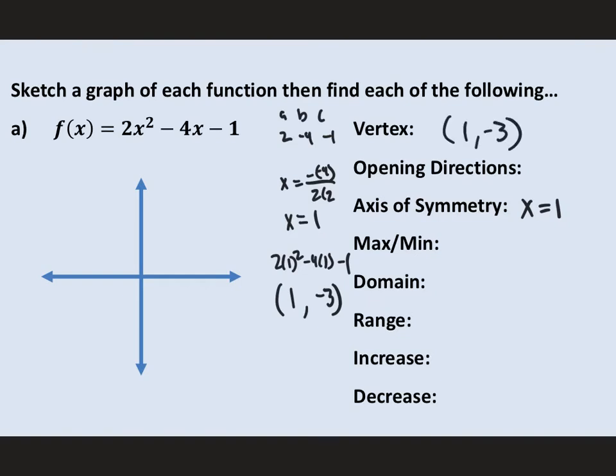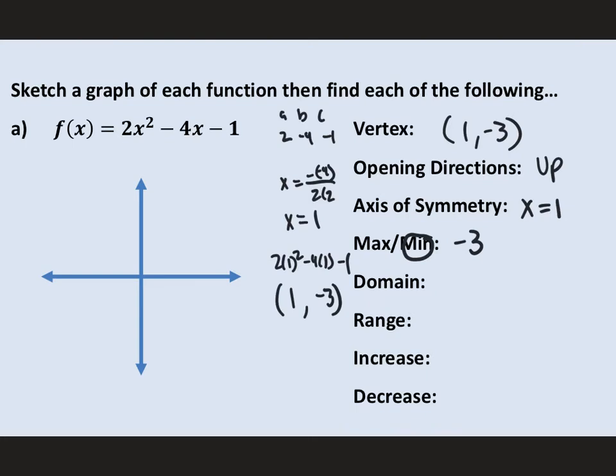Just looking at the equation, we can see what else we can fill in. This is a positive 2 in front. So this tells us that our opening direction, since it's positive, is going to be up. Since it's opening up, that means we are going to have a minimum. Our minimum is just the y value of our vertex, which we found to be negative 3. And then we'll graph it first before we find the domain and the range.